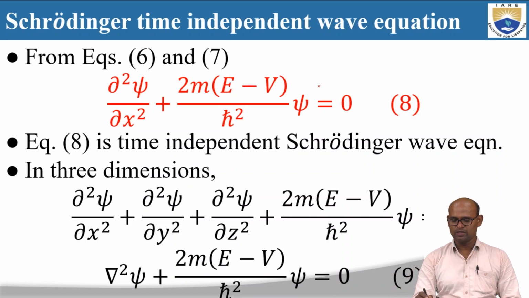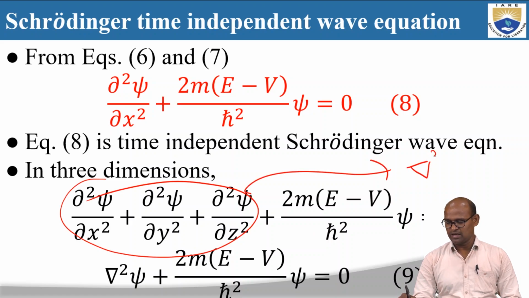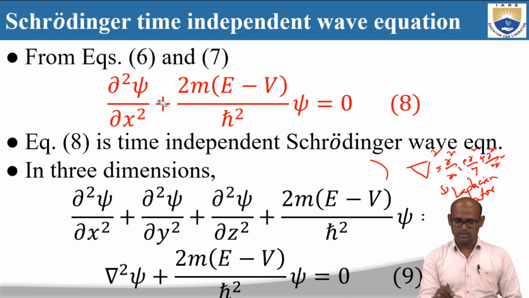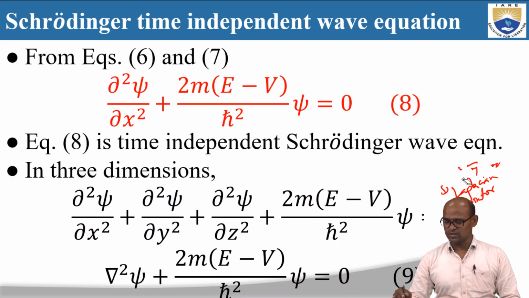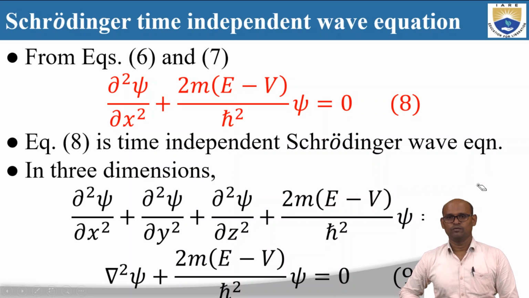You can write this time independent Schrodinger wave equation in 3 dimensions: ∂²ψ/∂x² plus ∂²ψ/∂y² plus ∂²ψ/∂z² and so on, where you can replace all these terms by the Laplacian ∇², which is ∂²/∂x² plus ∂²/∂y² plus ∂²/∂z², called the Laplacian operator. So we have derived the Schrodinger time independent wave equation using de Broglie's wave particle duality for the electron.